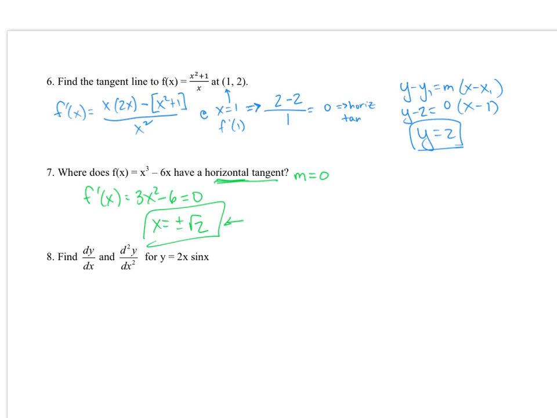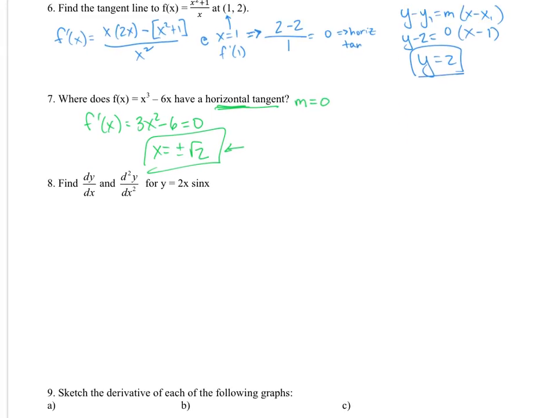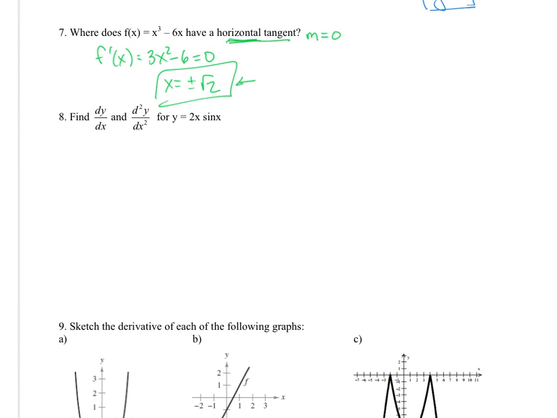Alright, for number 8, let's slide this up. We want to know the derivative of y equals 2x sine x, and then the second derivative of that. So again, that's just Leibniz notation. We know that, so we're going to work with that. So we've got dy/dx equaling, well, here it's going to be product rule.